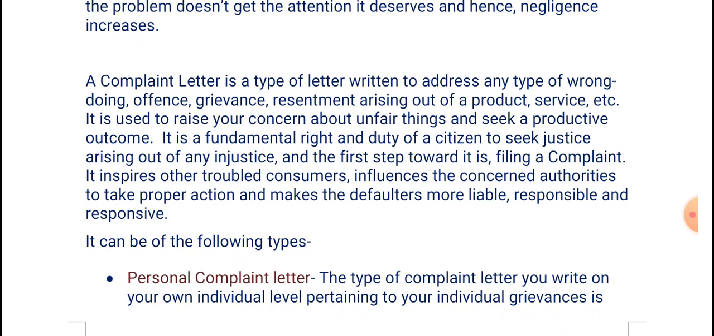It is a fundamental right and duty of a citizen to seek justice arising out of any injustice. And the first step toward it is filing a complaint. It inspires other troubled consumers, influences the concerned authorities to take proper action, and makes the defaulters more liable, responsible and responsive. And now we will see there are two kinds of complaint letters.